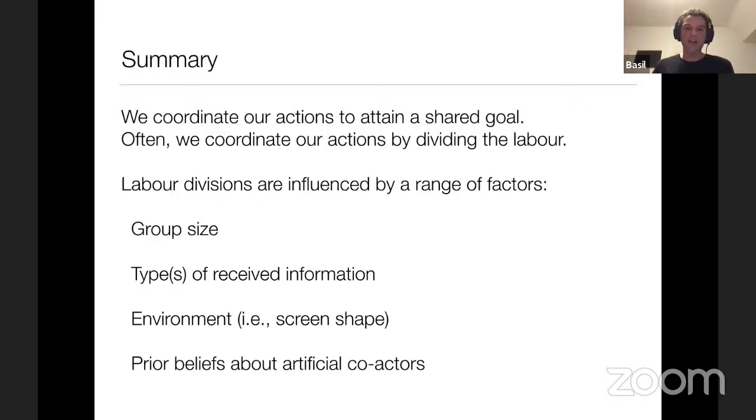Then if you actually want to divide the labor with a computer partner, your prior beliefs about the computer partner appear to be very, very important. You only attain a collaborative benefit here, or you're willing to divide the labor, if you think that the computer will behave in a human-like way. And also the computer needs to behave in a human-like way on top of that. With that, I listed several of these factors, and that already concludes my talk.